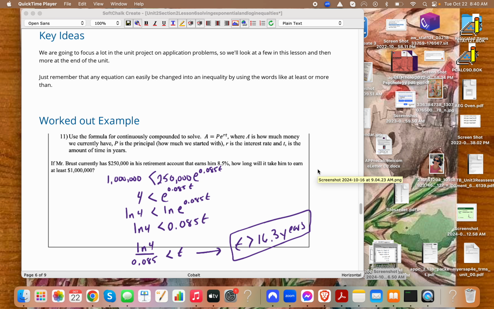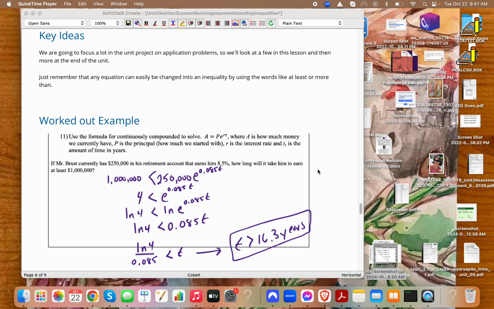A little bit, and we're also going to look at how to use Desmos for this word problem. So it says we want to use a continuously compounded formula. So we have A equals P times e raised to the rt, where A is how much money we have after we continuously compound it, P is how much we started with, r is the annual interest rate, and t is the amount of time in years.